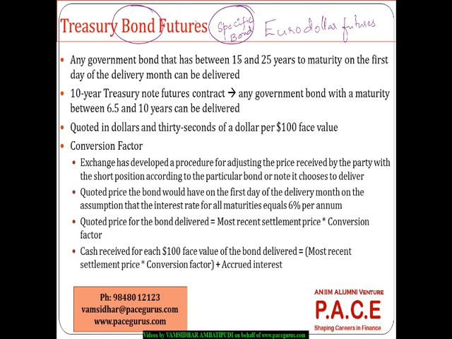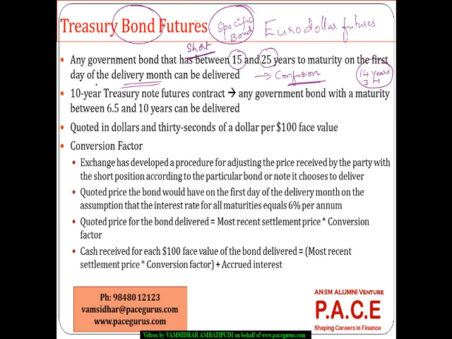Any government bond with a maturity between 15 and 25 years on the first date of the delivery month can be delivered. So that is the confusing aspect. That is what will create the complexity in the pricing. It's not that a 14-year, 3 months maturity bond is what is getting delivered. Here we are talking of any bond that could be delivered which is having a maturity between 15 and 25 years on the first day of the delivery. So it is up to the short position to really choose which one to deliver.